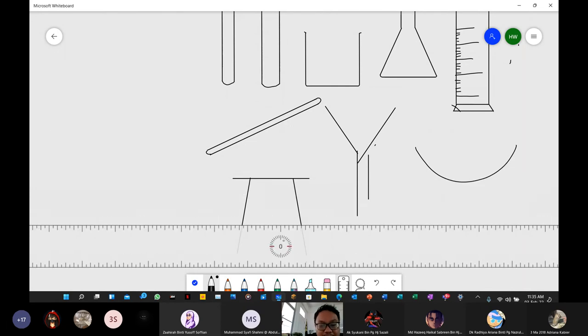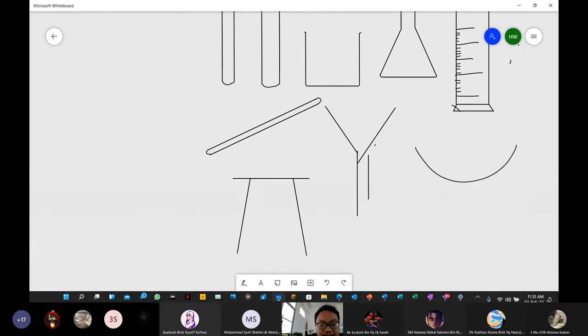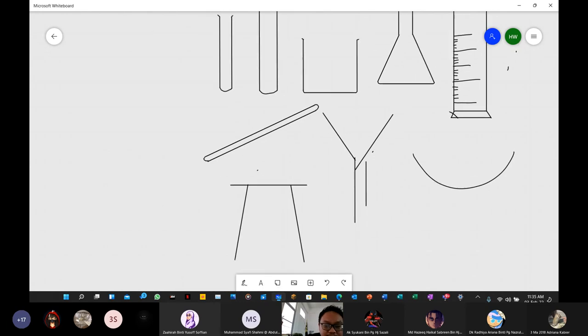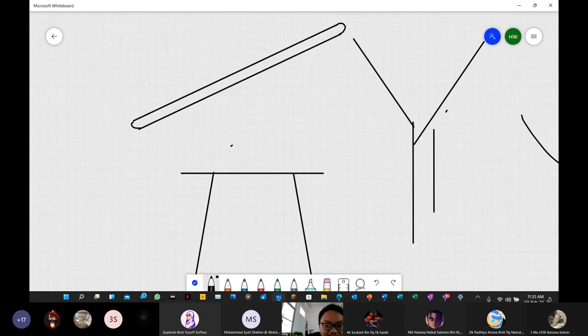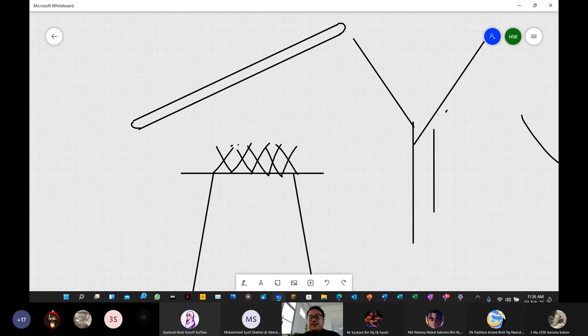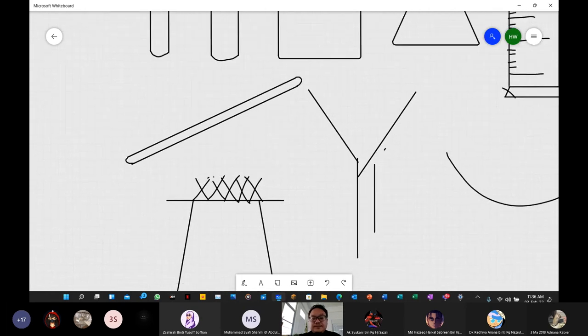And for wire gauze, that's it for tripod stand. So there's 1, 2, 3 lines. And wire gauze, you just have to throw an X 5 times. Literally an X 5 times. 1, 2, 3, 4, 5. That's it. So that is the drawing.